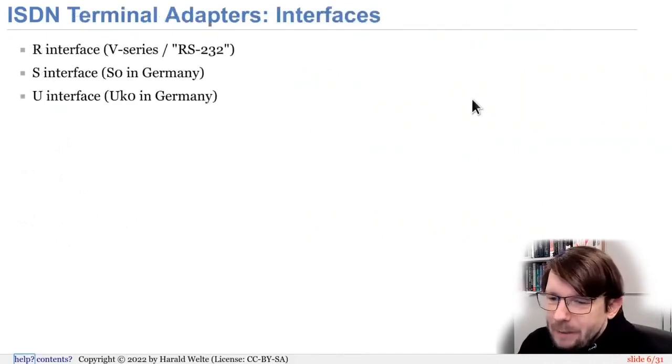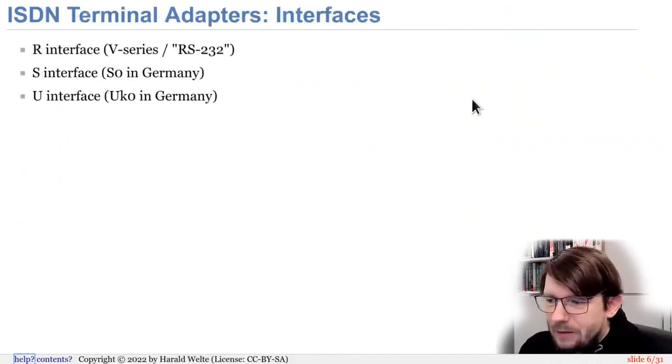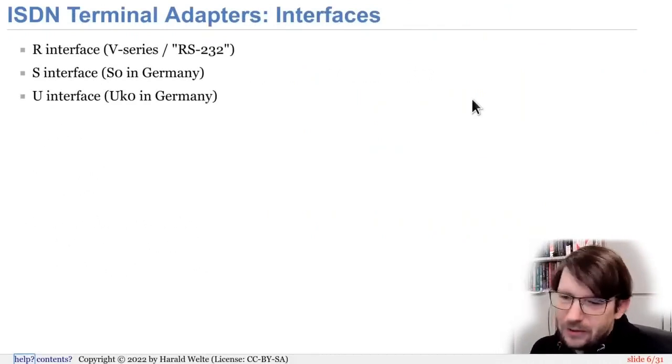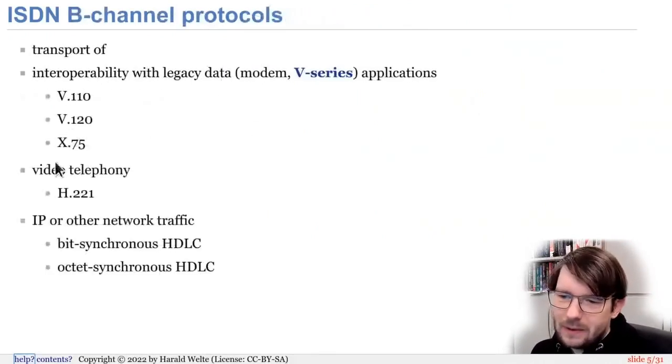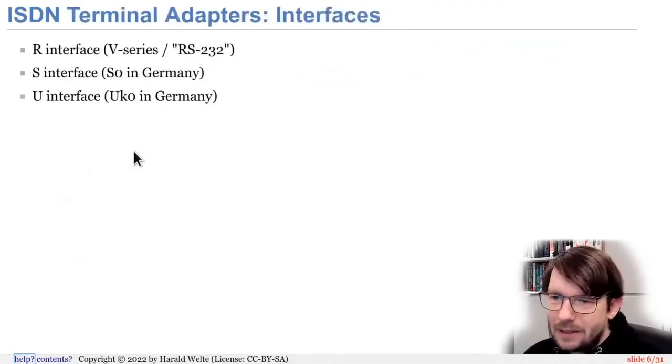So a bit about the terminology. In the end, what we are talking about, at least for those first three protocols here, V.110, V.120, and X.75, is a so-called terminal adapter, which is something that adapts the existing application that used to talk to an analog modem to ISDN. And of course, it's not a modem anymore because you don't modulate anything. It's just like formatting bits left and right.